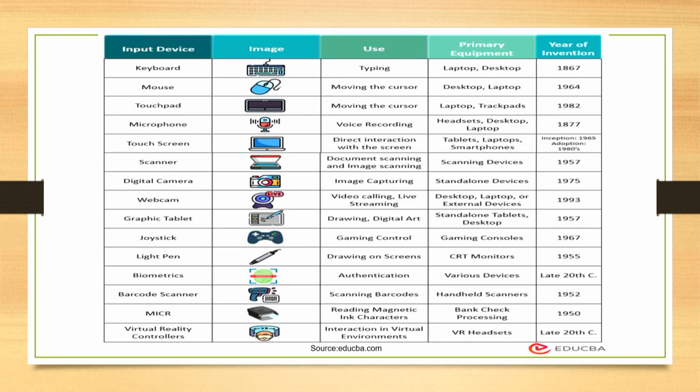This figure gives you just an idea, or an overview, of the different input devices along with their images, use and year of invention. First one is the keyboard. You can see this is the keyboard, and it looks like this. It is used for typing, and you might have seen it in desktops and laptops also. It was invented in 1867.